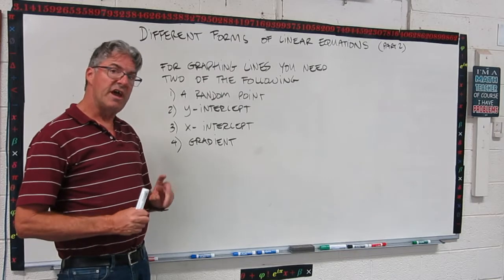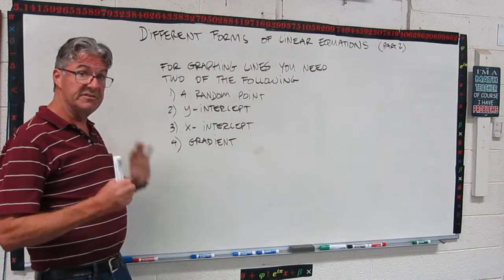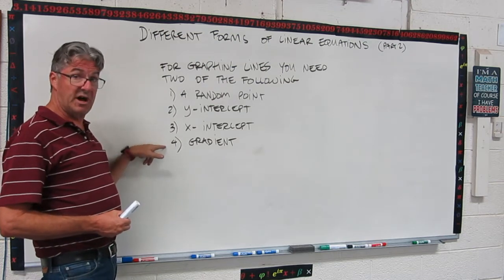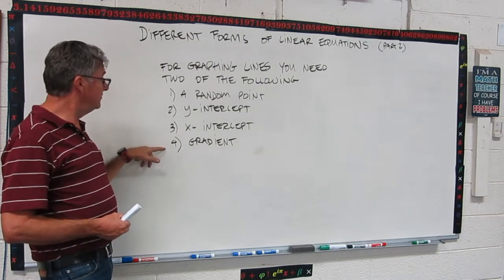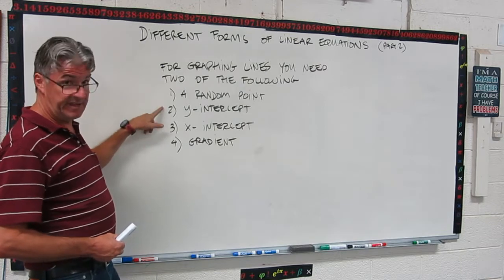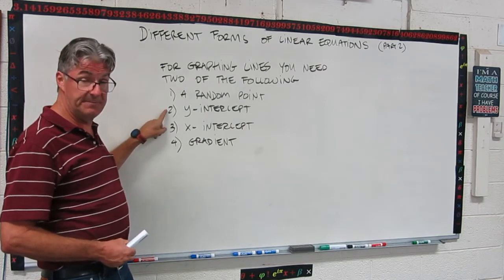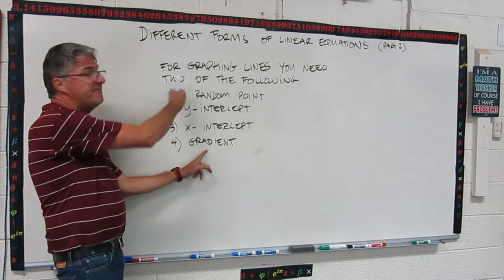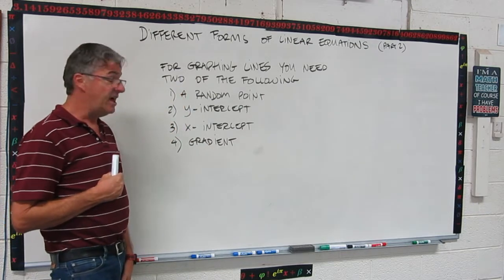Okay, let's take a look at what you need to graph. Now here's an interesting thing: you just need 2 of these 4 items. Any 2. So if you have both intercepts, that's an easy one. You can just plot the intercepts and draw a line between them.